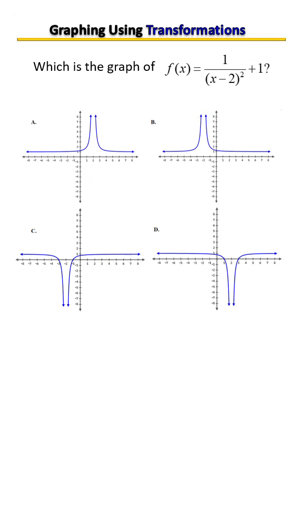Lastly, we have the parent function 1 over x squared. This function is always in quadrant 1 and 2, and it sort of looks like a steeple of a church that's going up toward positive infinity. So here we have a horizontal shift 2 units to the right, and then a vertical shift 1 unit up. So horizontal 2 units to the right, and 1 unit up would be choice A.